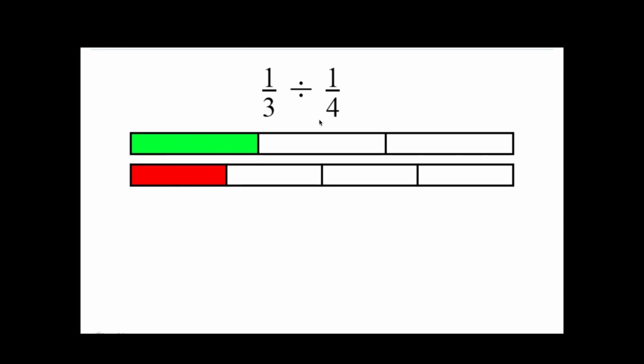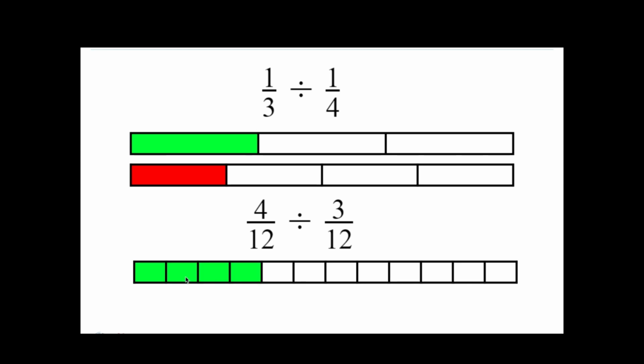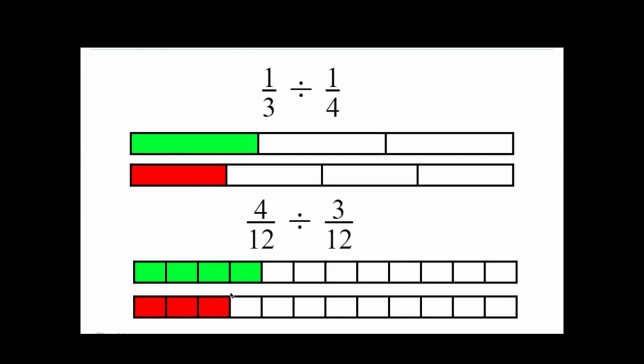Since we have 1/3 and 1/4, just like when we're adding fractions, we need to find a common denominator. So the least common denominator of 3 and 4 is 12. So if I say 4/12 divided by 3/12, I need to divide the green into 4 of the 12 and the red into 3 of the 12. So here's 4/12 and 3/12.